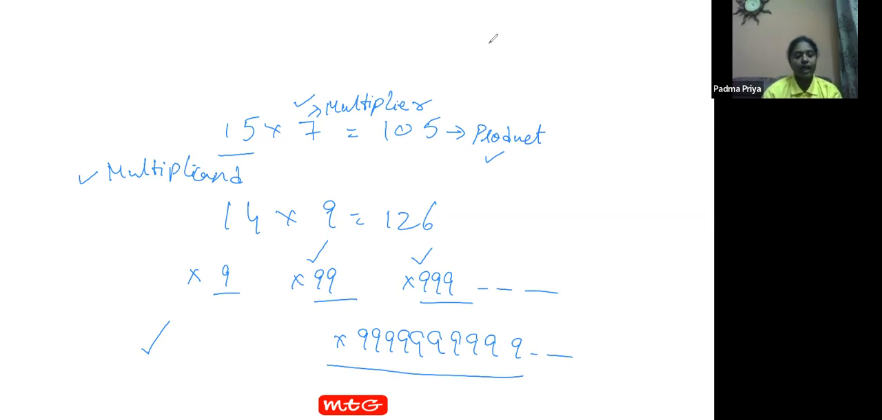Now, first you need to remember two basic points. One is the terms of a multiplication: multiplier, multiplicand, and product. The second thing you need to remember very importantly for using this trick is, I've told you about bases in the very first class. Do you remember those, children? What are bases? Bases are multiples of 10.